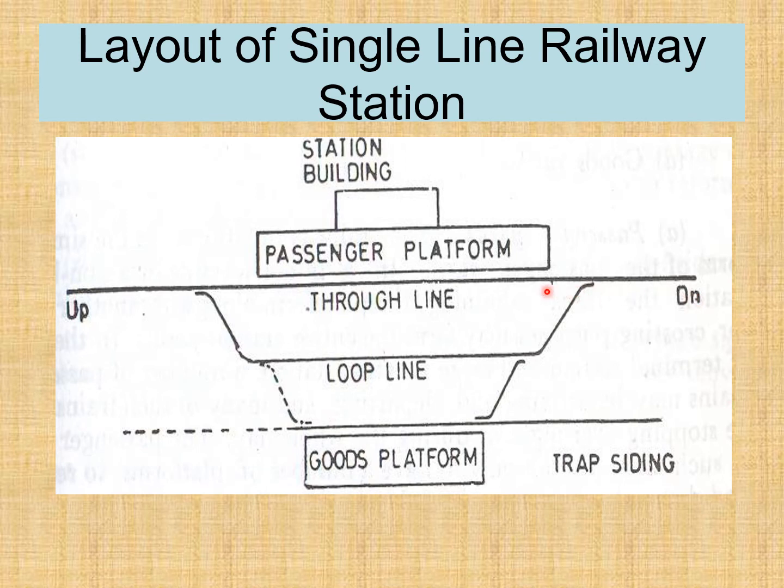Look at that, this is the main line, we have the passenger platform, station building, and you can see that the loop lines are there. This is meant for the goods train, so the goods platform is also present.